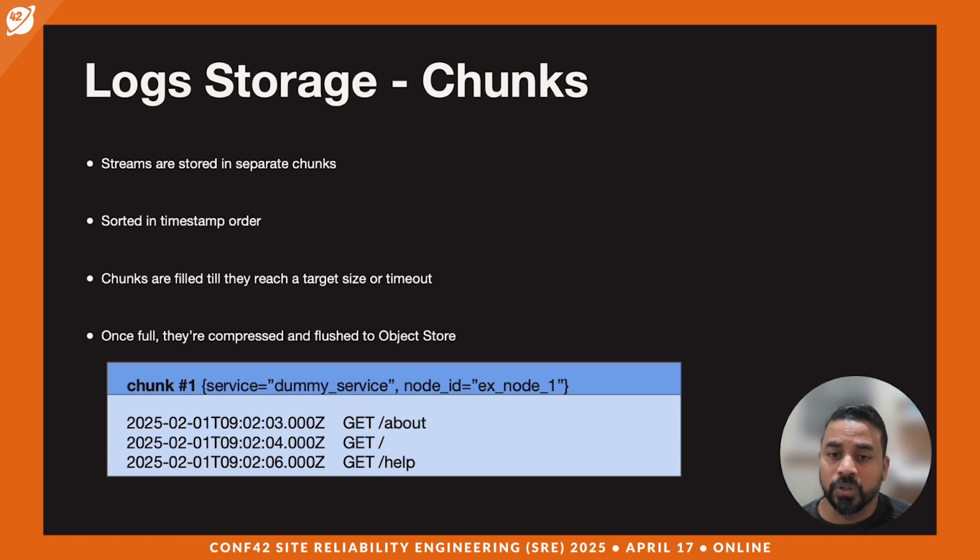Once a chunk is full, it is compressed and then flushed to an object store like AWS S3, Google Cloud Storage, Azure Blobs, or even a local file system. This chunk-based approach ensures that logs are stored in the most cost-effective way possible. Instead of relying on expensive databases, Loki leverages scalable object storage to reduce cost and improve retrieval efficiency.